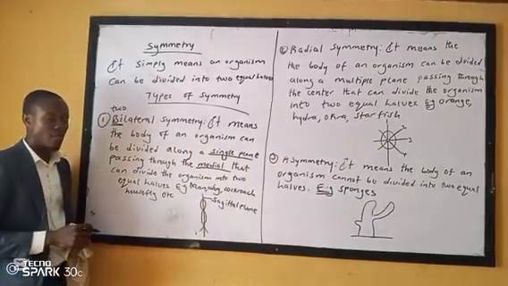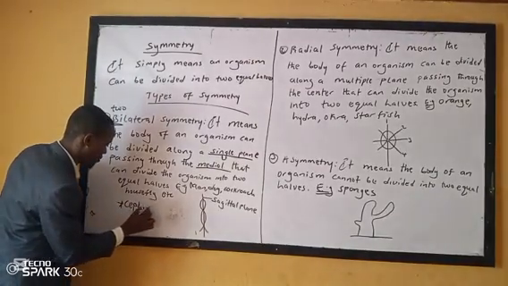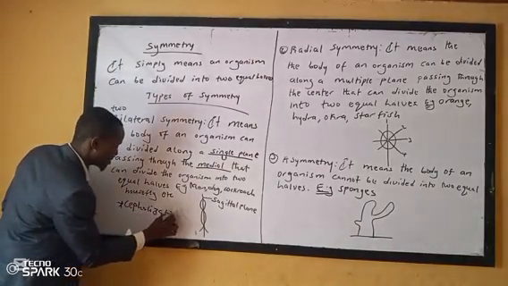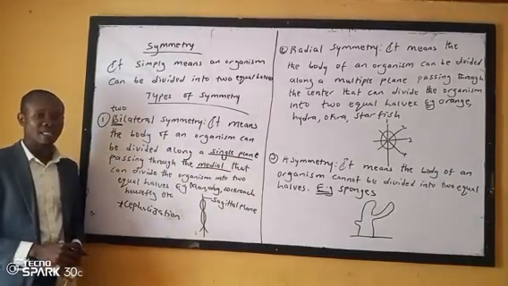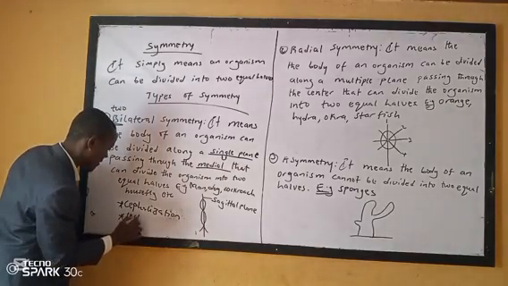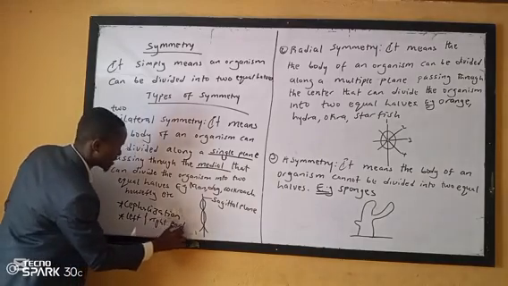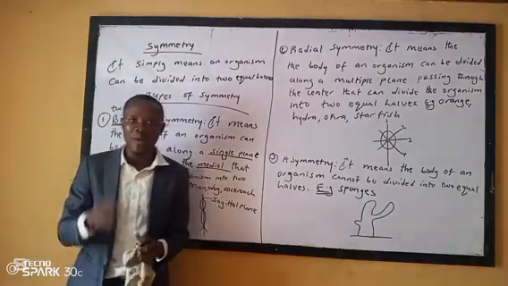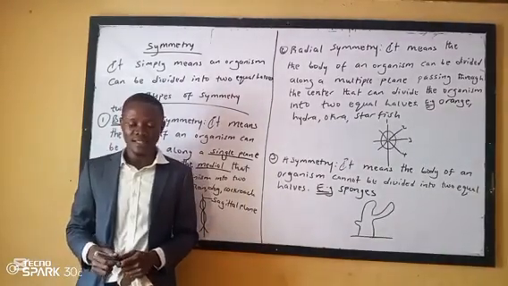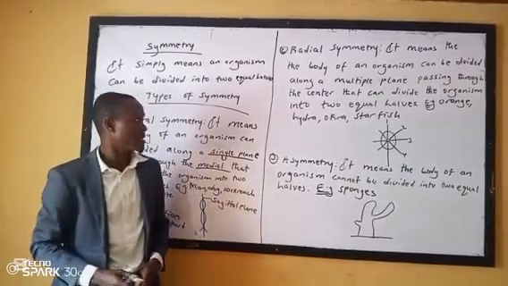Most often those that are bilaterally symmetrical have cephalization. That means they have a head part, and most often they have the left and right part. For example, here, if you pass a line here, you divide it, what happens? You have the left and you have the right part.